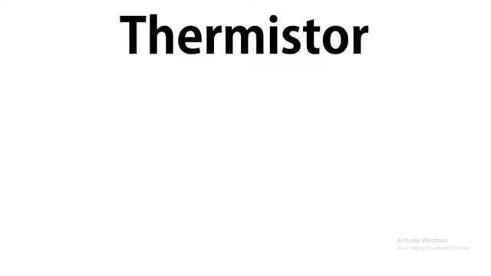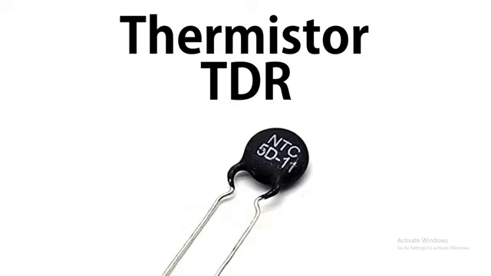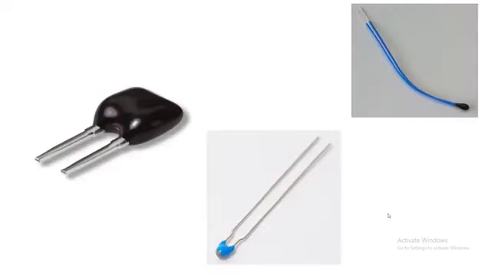The next type is the thermistor. Thermistor is also called TDR, temperature dependent resistor. It's looking like this. This thermistor we are using in those parts of the circuits where the temperature is very high. We need to save our circuit from the high temperature because that temperature will damage our circuits.